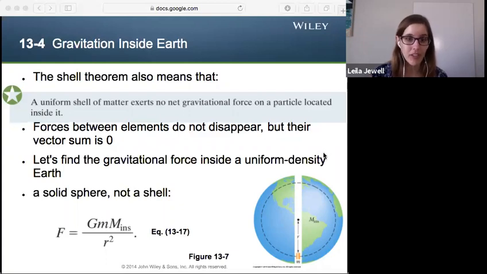For a little bit of fun, we could find the gravitational force inside an assumed uniform density Earth. So this is a simplified scenario. We're going to assume it's a solid sphere, right? Well, we know it's a solid sphere. It's not a shell. There's definitely mass in the middle of it. And so we can say the force is going to be g times the mass of our object that is passing through the center of the Earth times the mass that is inside, right? So that's shown by this dotted line, because everything outside is not going to contribute any gravitational force.